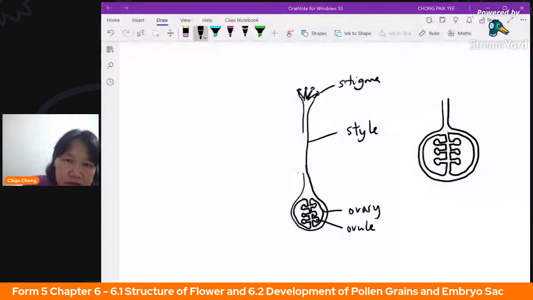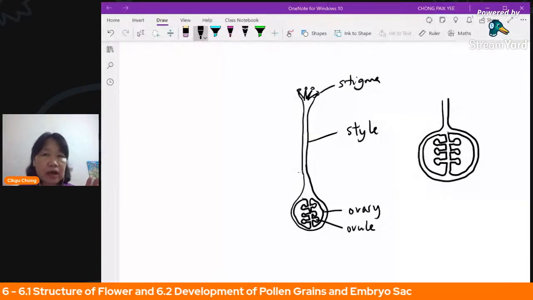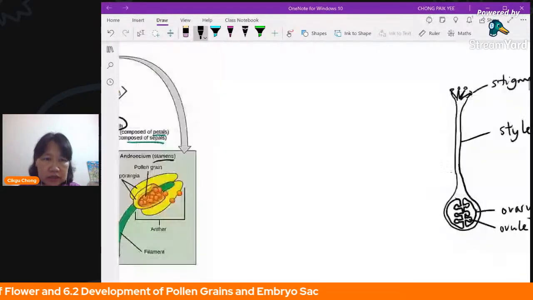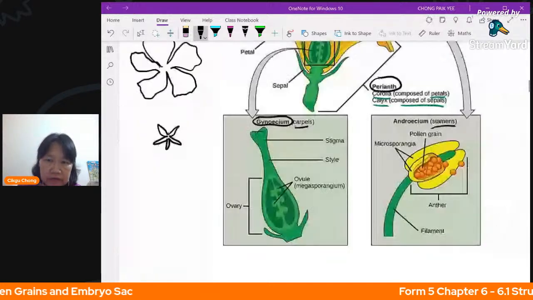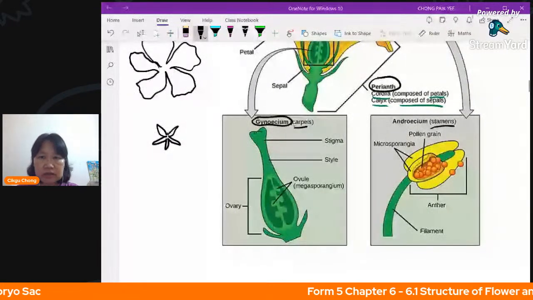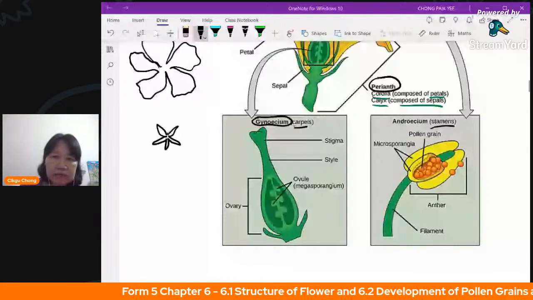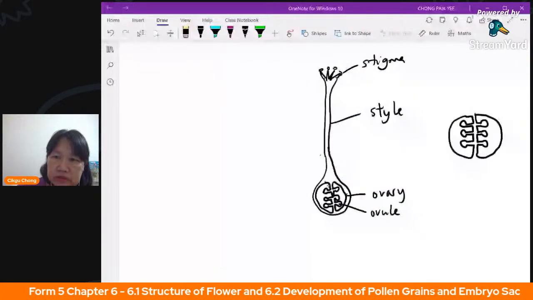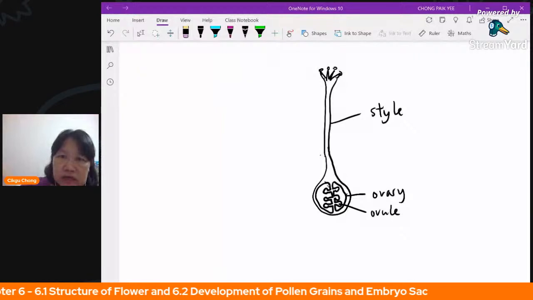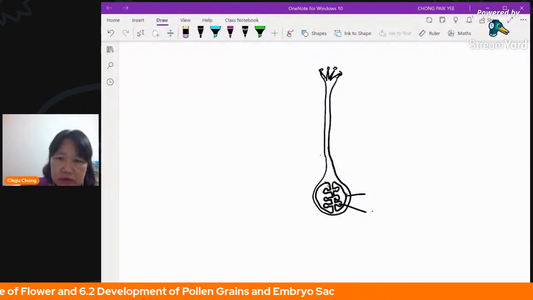Okay, so where is the filament? Or the male part will have 2 only. So look here, the male part, you only have the anther and filament. You need to draw these 2 only. Okay, so anther and filament. How do I connect to this diagram? Okay, very simple. I just rub away the names first, otherwise it'll be too messy.